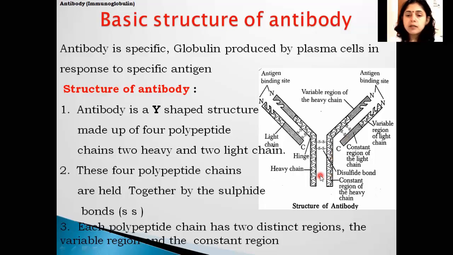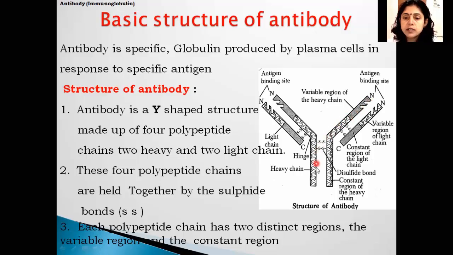So it is a very simple and easy structure to draw. This is the heavy chain and these are the light chains. That is why we can say these are the 4 polypeptides. Each polypeptide chain has 2 distinct regions, the variable region and the constant region. Here you can see this upper portion is labeled as the variable region of the heavy chain.